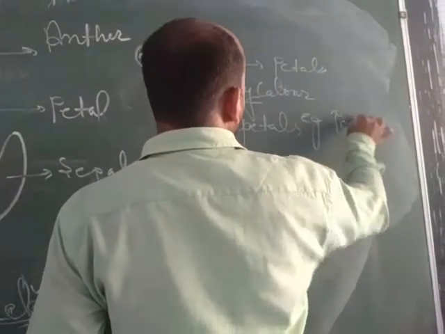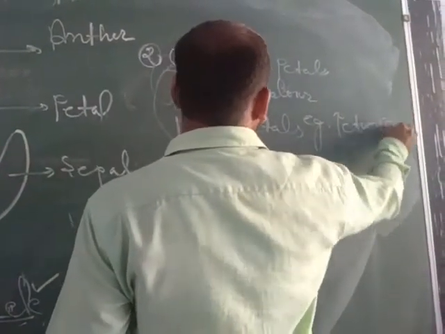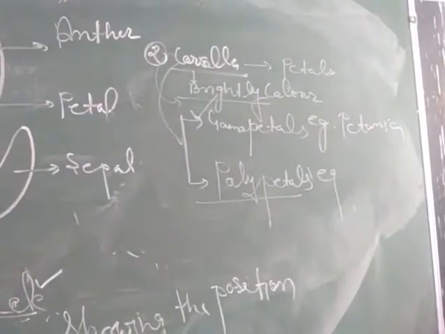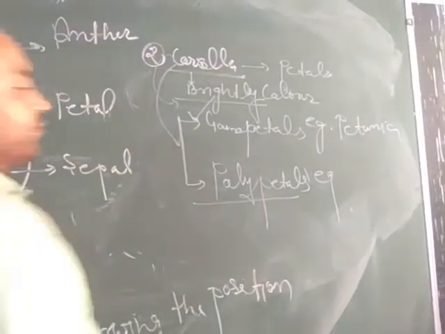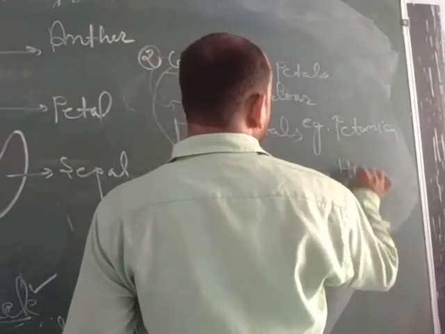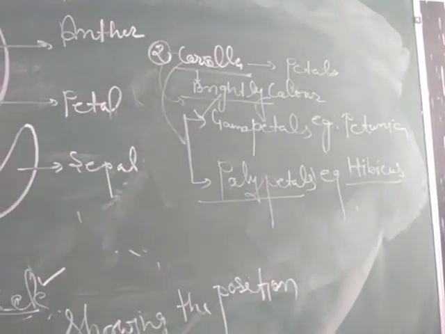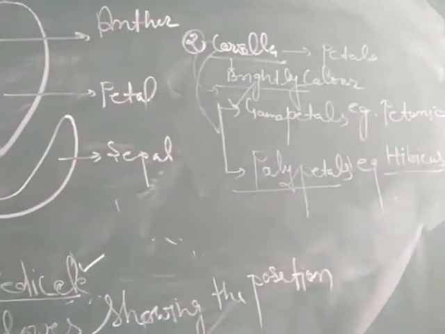Flower represents the condition of gamopetalous, but the polypetalous condition is represented by Hibiscus rosa-sinensis. Hibiscus is also called gudhal in Hindi. Okay. Now the next term. We will discuss the function of corolla.